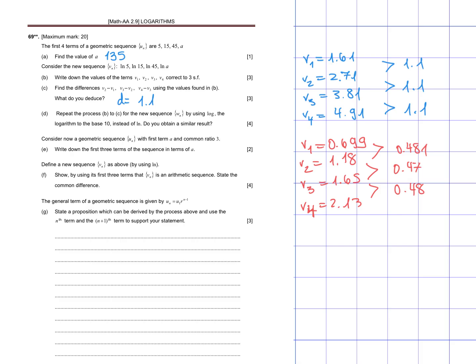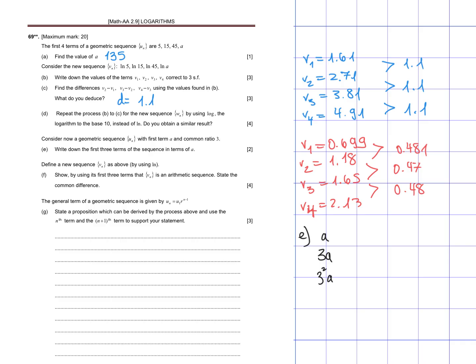Okay, consider now geometric sequence u sub n with first term a, common ratio 3. Write down the first 3 terms of the sequence in terms of a. So for e, we're going to have first term's a, common ratio is 3, so we're going to have 3a, and then 3 squared a.